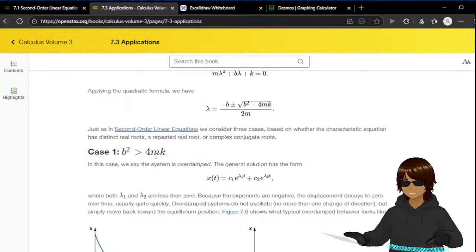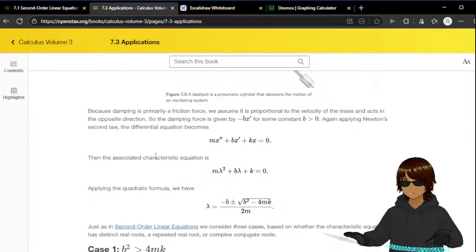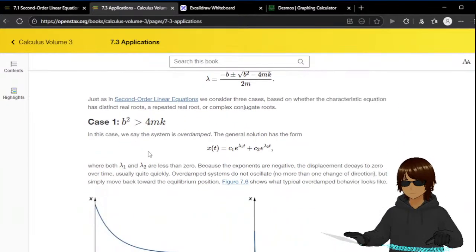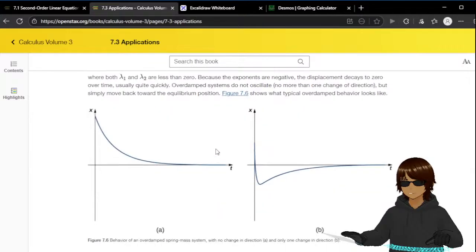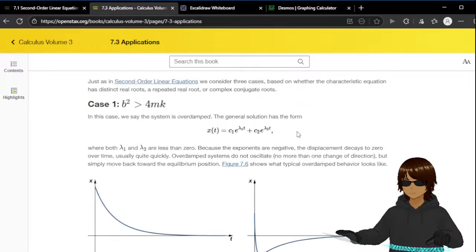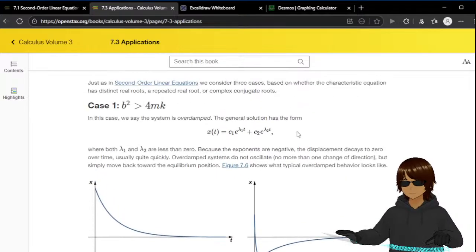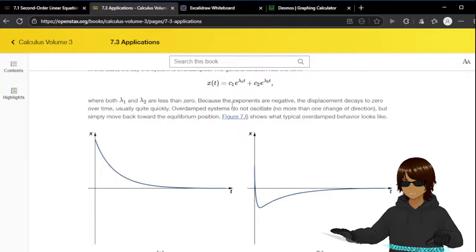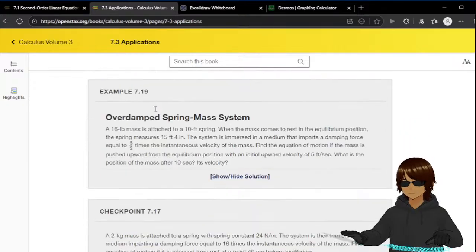The case where b squared is more than 4mk. In this case, we say the system is overdamped. The general solution has the form this. The behavior of an overdamped spring-mass system shows no oscillation and at most one change in direction. Both alpha 1 and alpha 2 are less than 0 because the exponents are negative. The displacement decays to 0 over time, usually quite quickly.